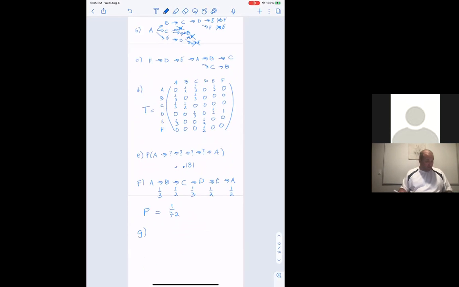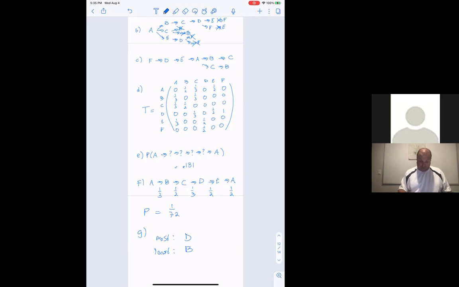G. George continues moving through the web pages in the same way for a long time. Find which page he's likely to visit the most and the least. Okay, no problem. Just take the matrix A to the 100th power, and the highest probability would be D with a 27% chance, and the least likely would be B with a 10% chance.